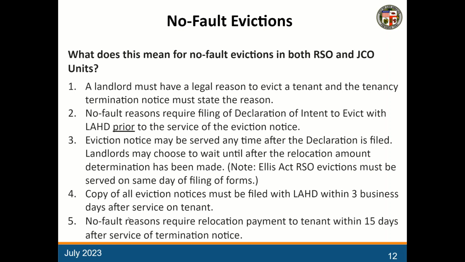And lastly, no-fault eviction reasons do require relocation payment to the tenant within 15 days after the service of the termination notice.